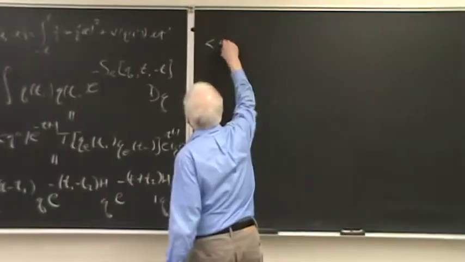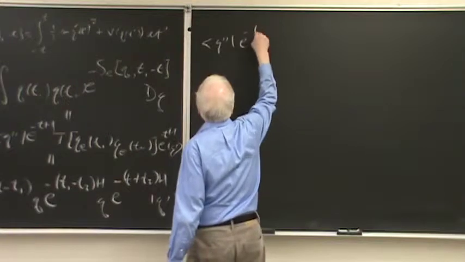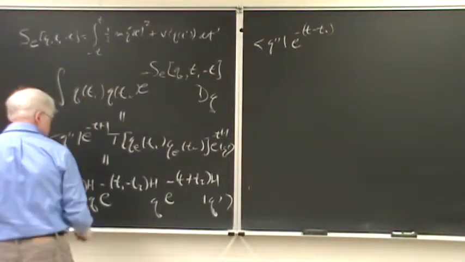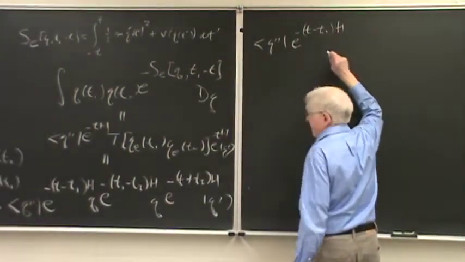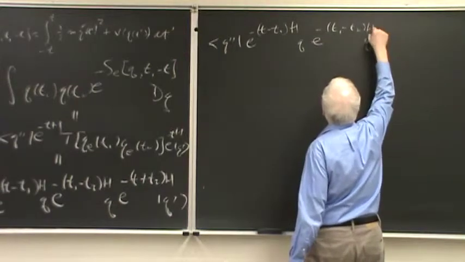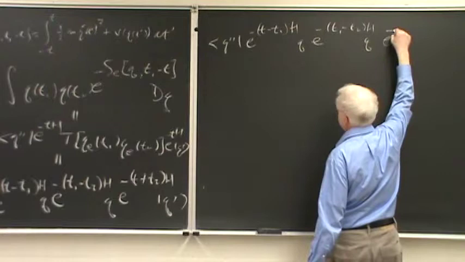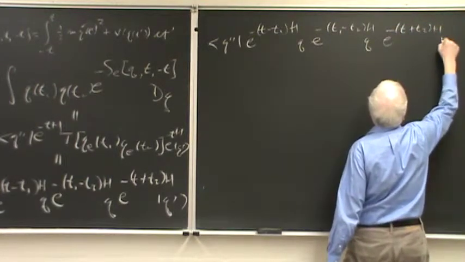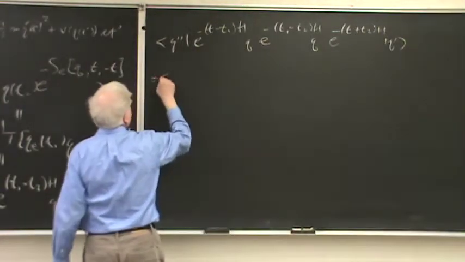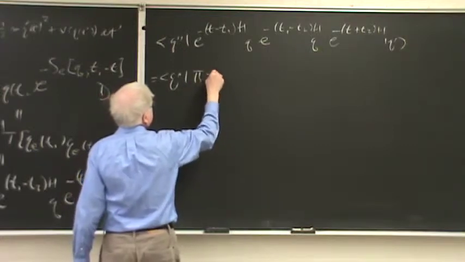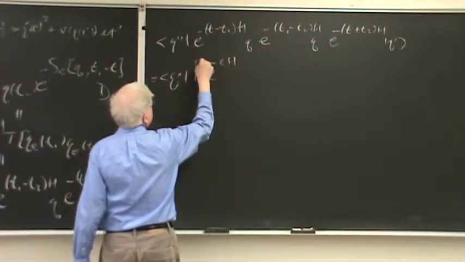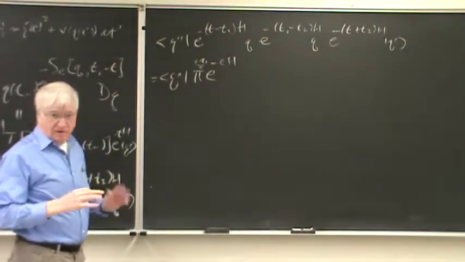Okay, so what do we have? We have q double prime, and e to the minus (t minus t1) h here. And q. Okay, so what we want to do is deal with this. What we do is rewrite this as a product of a zillion of these things, e to the minus epsilon h, and how many of them? There would be (t minus t1) over epsilon. That would be the number of them.